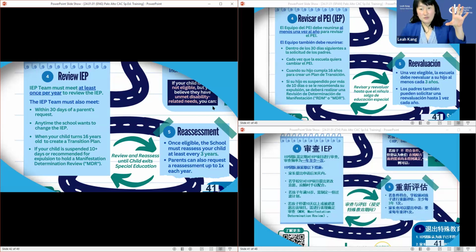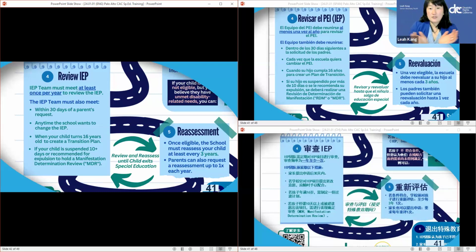Step 5 is reassessment. So Gabriella has mentioned this a few times, but the school district is required by law every 3 years to reassess your student. They're going to give you an assessment plan all over again. You're going to look to see all the areas that they want to assess and give your consent all over again, right? Or not give your consent. You can also request a reassessment up to once a school year if you feel your student's needs are changing.